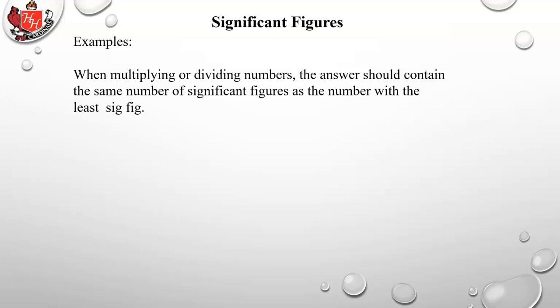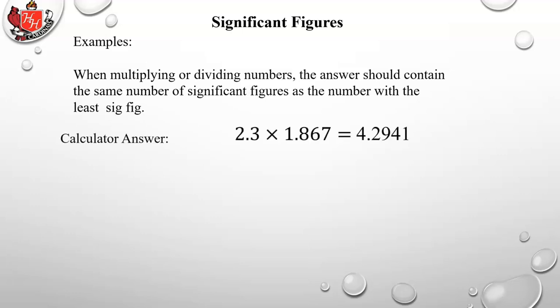Okay, examples. When multiplying or dividing numbers, the answer should contain the same number of significant figures as the number with the least number of significant figures that are being multiplied or divided. I'm going to tell you this rule is almost the only one you need to know for significant figures, because 98% of the time you're going to deal with significant figures with a multiplication or a division. Okay, so let's see the example.